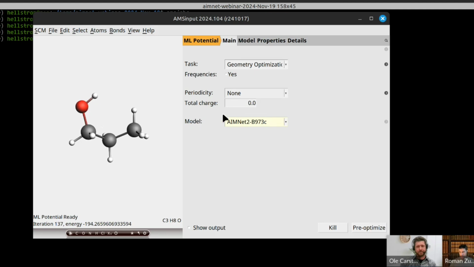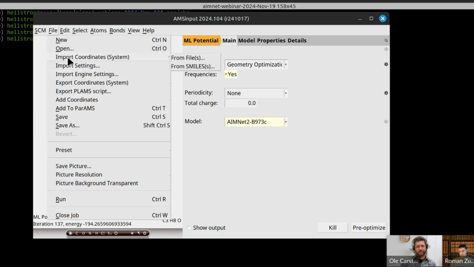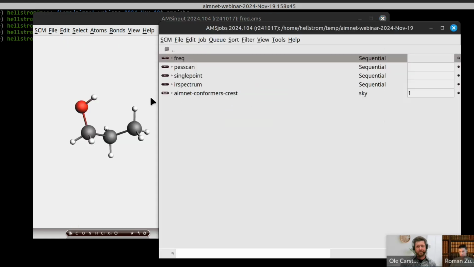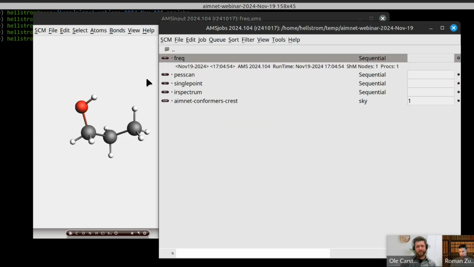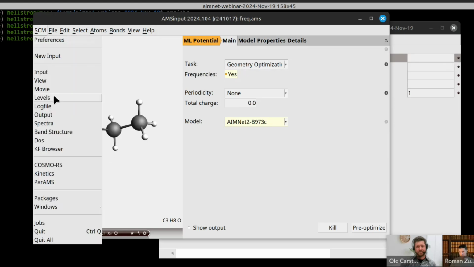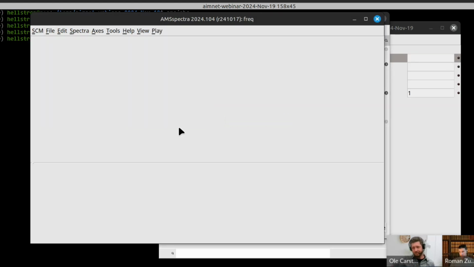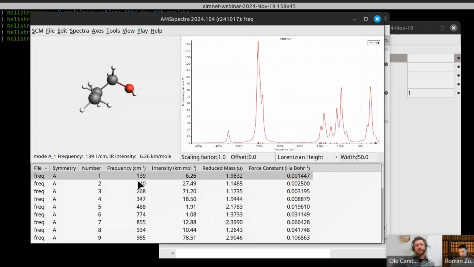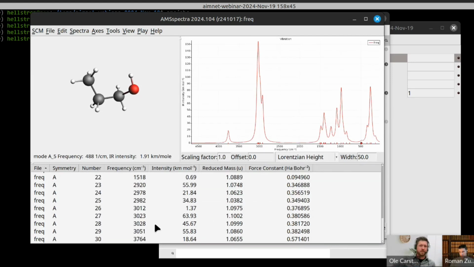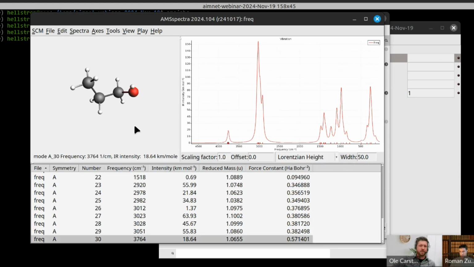But now I've optimized this molecule with AIMNet. And you can also calculate, for example, frequencies. If I save this as a frequency job and run it, you will also get the IR spectrum. So let's look at the spectrum here. This is now the IR spectrum of this molecule, and you can visualize the normal modes and get the IR intensities as well. And here at the bottom, the highest frequency is the OH stretch.